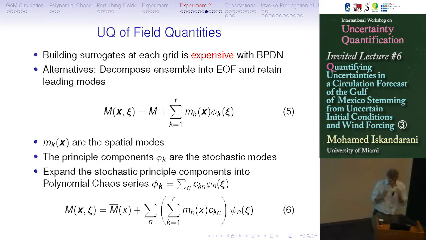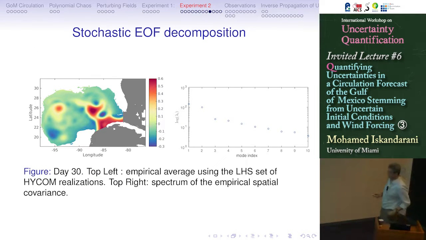And so you represent this with a polynomial chaos series. It's a clever way of doing it, because now all you have to represent is the leading modes of that decomposition, as opposed to every single spatial point. What you're looking at here is the mean sea surface height at day 30, and the contribution of the 10 leading modes, which contain about 90% of the variance.